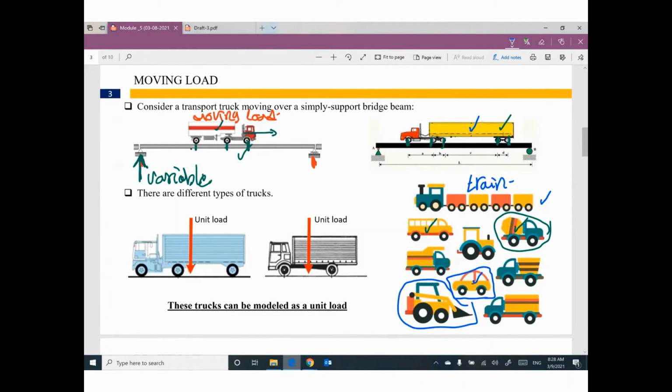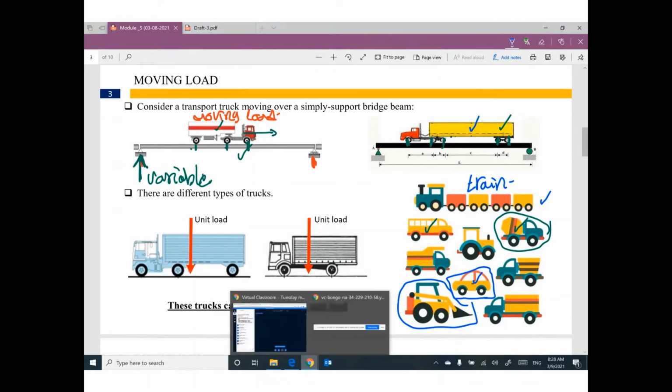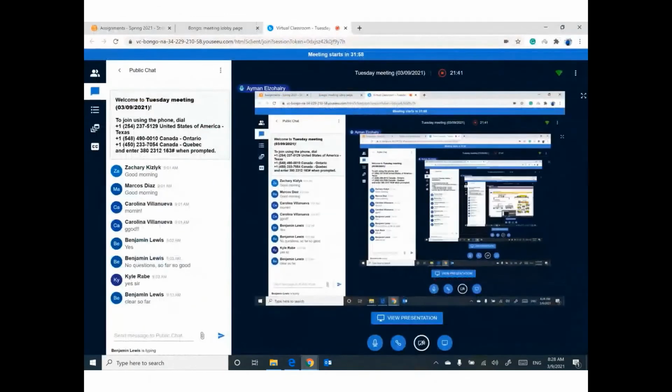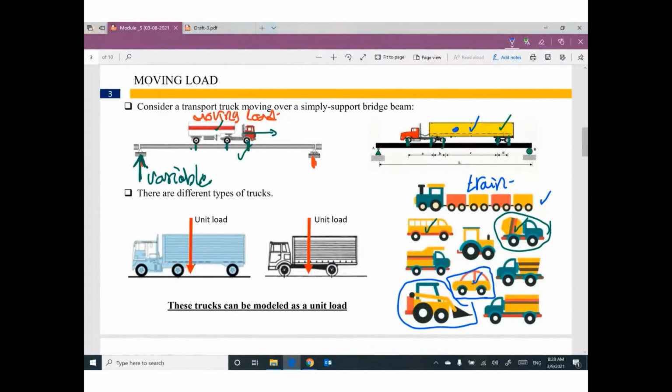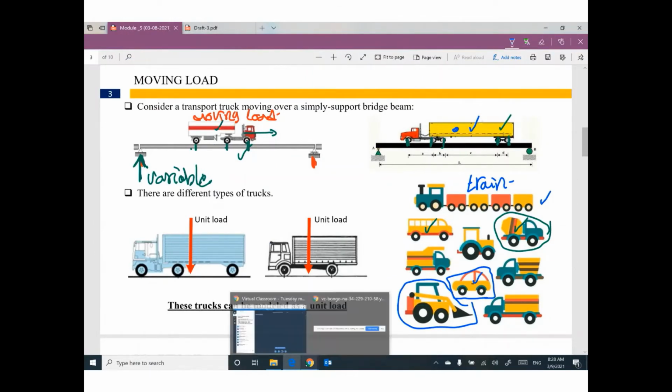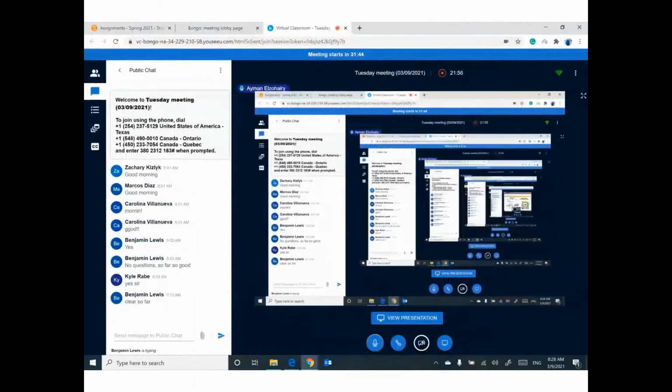Which truck will I use in my calculations to calculate the maximum reaction, for example, or the maximum moment, or the maximum shear, or which one will I use to construct the influence line? What do you think? Do you think the biggest truck, or the most heavy truck? What do you think? We need to think.